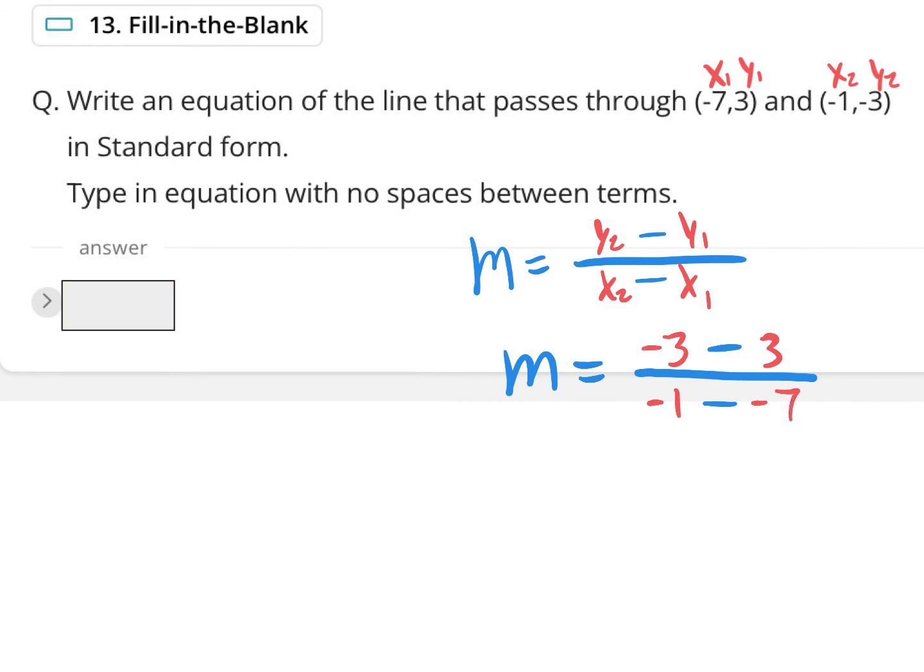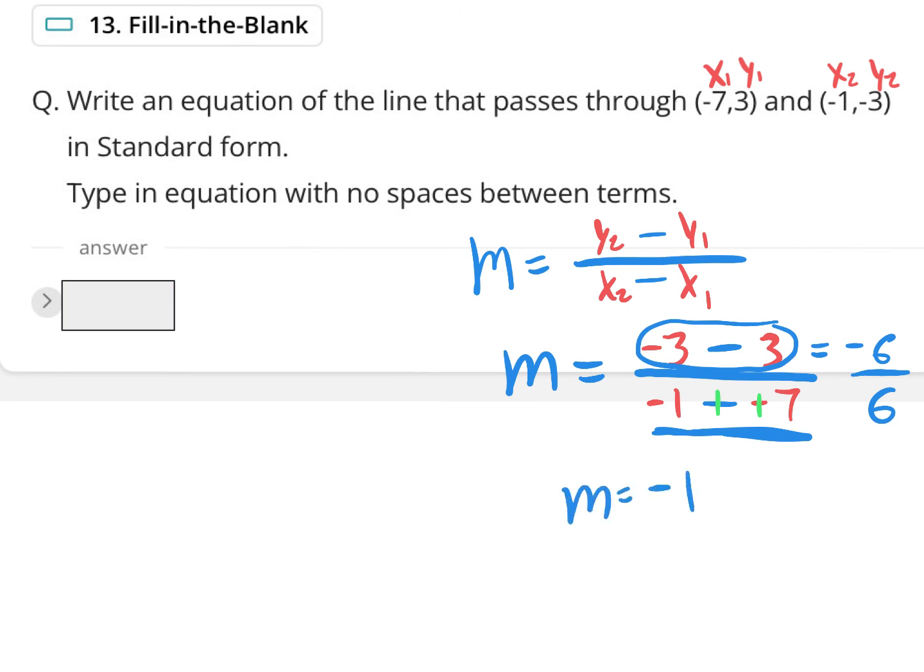And of course, anytime you have a minus, minus, change to plus, plus. So what we have here is a negative 3, take away a negative 3, that is a negative 6 up on top. And on the bottom we have a negative 1 plus 7, that's a positive 6 on the bottom, which means that our slope is really a negative 1. If you go negative 6 divided by 6, that'll be a negative 1. So the m is negative 1.